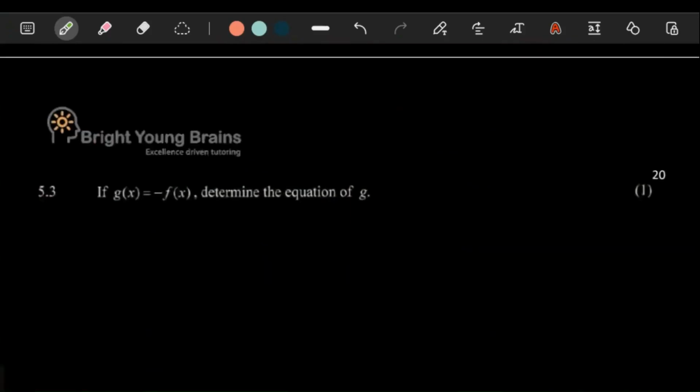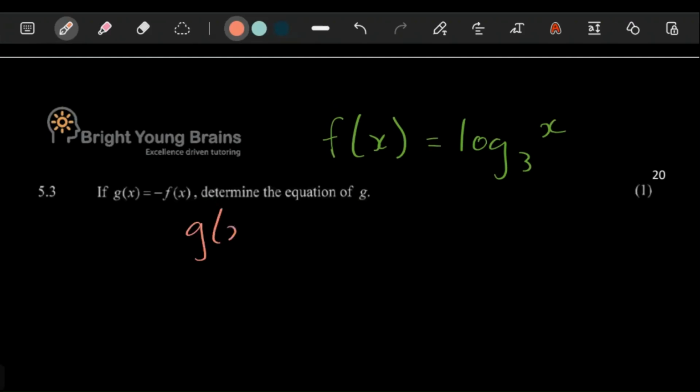5.3 says here, if g of x is equal to negative f of x, determine the equation of g. This is quite straightforward because remember the equation of f of x just looks like this, you see. So if you're gonna have a negative in front, that's not a big deal. G of x is gonna be negative log 3 with x.